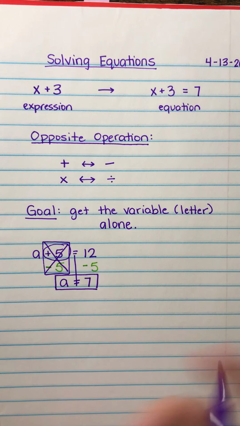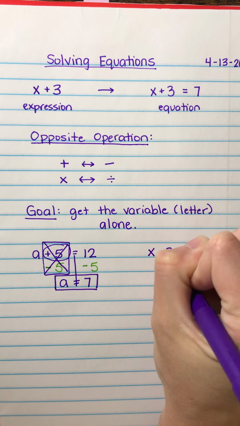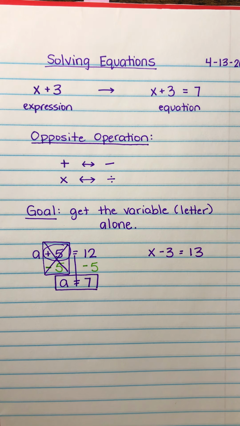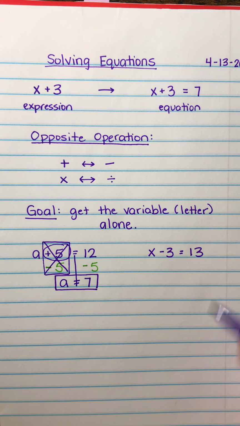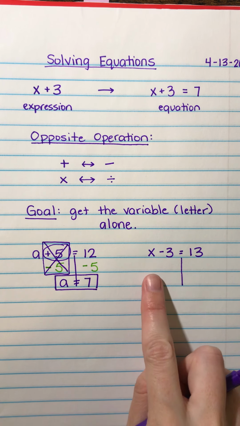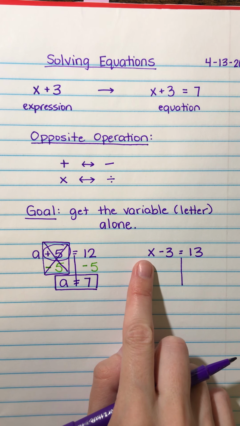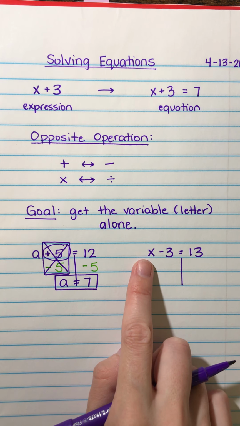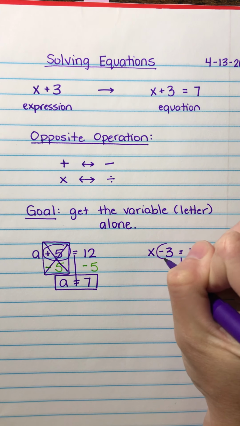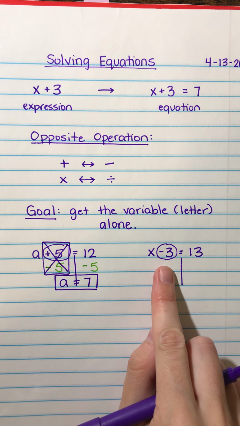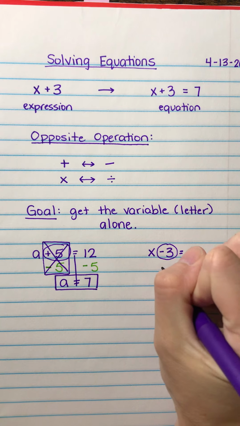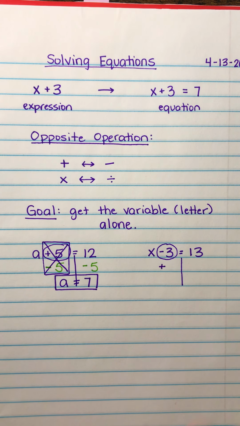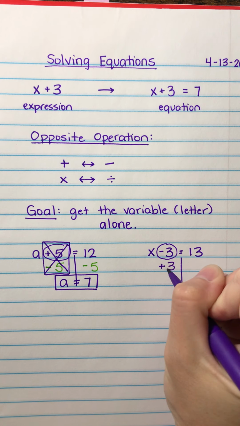Okay, so that was the first one. Let's try another one just to get the ball rolling. This time I have x minus 3 equals 13. A trick that I always use is I draw a line down the equal sign to remind myself there are two parts to the problem. Again, my goal is to get the letter all by itself. When I look at this problem, I see that there is a minus 3, and my goal is to get rid of that by using my opposite operation. The opposite of subtracting is to add, and I need to get rid of the 3, which means I'm going to add 3.